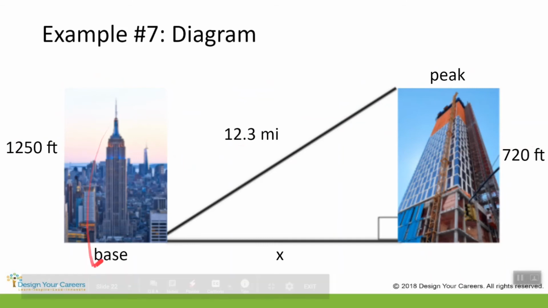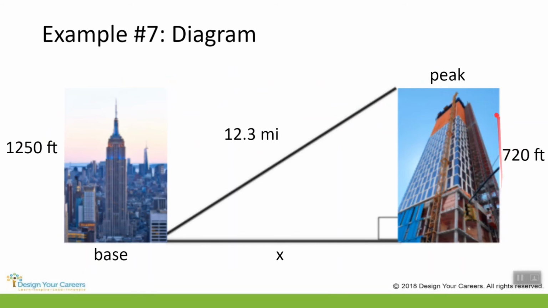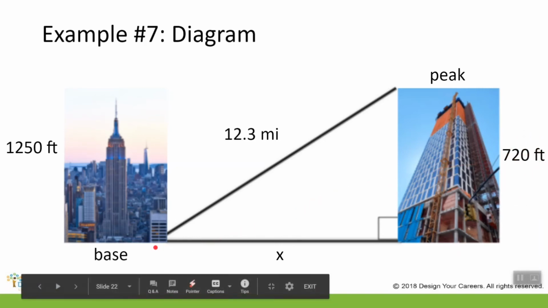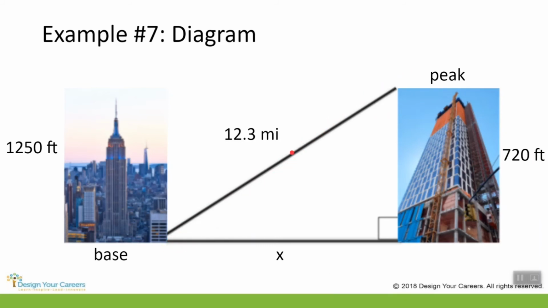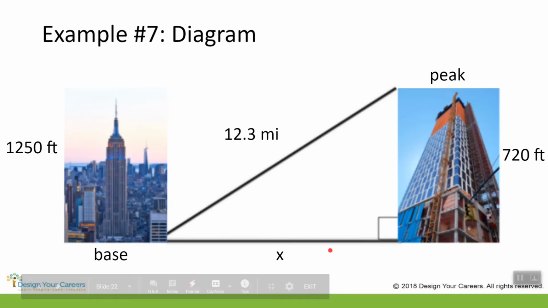So this is my diagram. You have the Empire State Building over here, and you have Brooklyn Point over here. It said the Empire State Building is 1,250 feet tall, and Brooklyn Point is 720 feet tall. And it said from the base of the Empire State Building to the peak of Brooklyn Point, the distance is 12.3 miles. So we're trying to find the distance from the base of the Empire State Building to the base of Brooklyn Point, and that value is x.